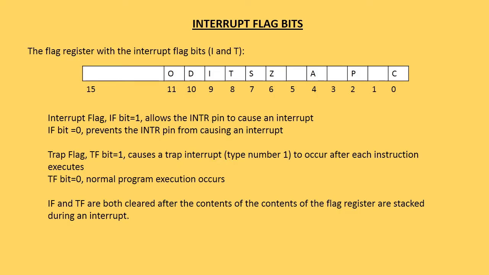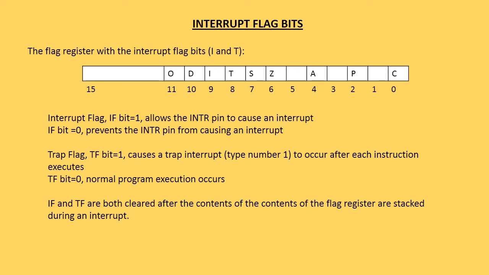Here we are talking about the interrupt flag bits. The interrupt flag, that is IF, and the trap flag, TF, are both cleared after the contents of the flag register are stacked during an interrupt. The figure here illustrates the contents of the flag register and the location of IF and TF. I would like to pinpoint that when TF is equal to 1, it causes a trap interrupt, that is type number 1, to occur after each instruction executes, which is why it is often called a single step.